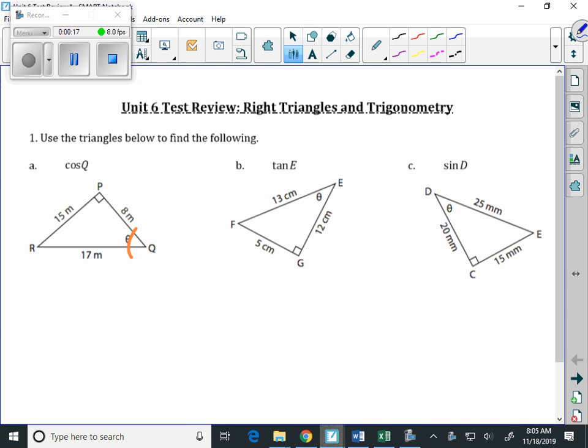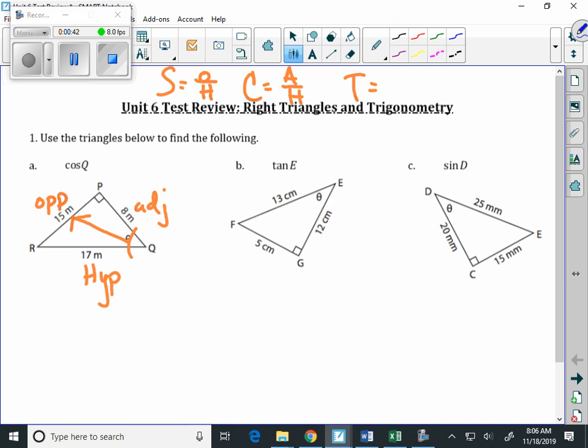If we go across from the right angle, that's going to be our hypotenuse. If we go across from angle q, that's our opposite, which means that across from r is the adjacent. And just as a reminder here, sine equals opposite divided by hypotenuse, and cosine equals adjacent divided by hypotenuse, and tangent equals opposite over adjacent.